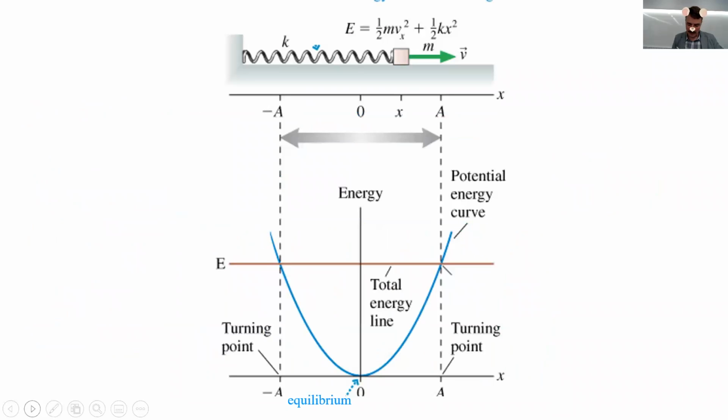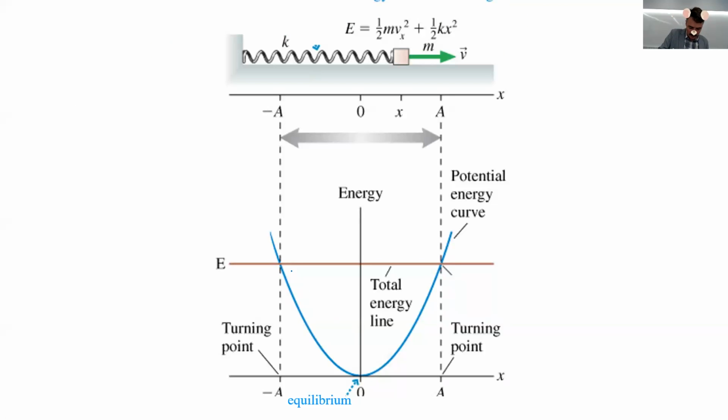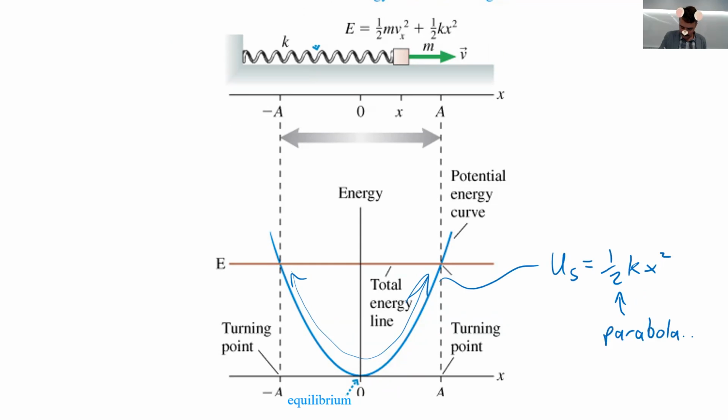So this is sort of what it looks like. There's this constant energy, and then what actually happens is that there are these turning points at the ends, and there's a parabola here, which is that this thing goes back and forth. On this, U spring equal to 1/2 k x squared is a parabola. So it just sloshes back and forth.